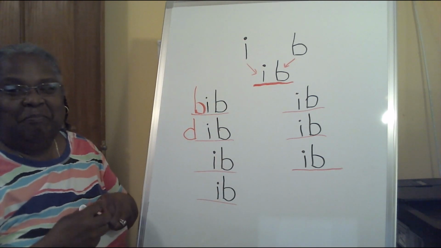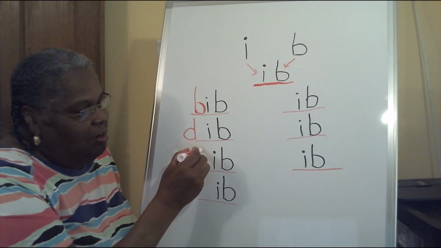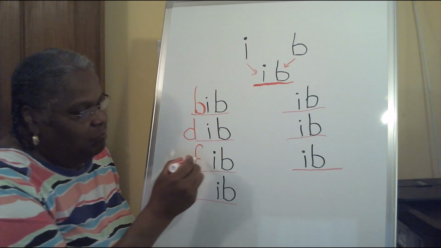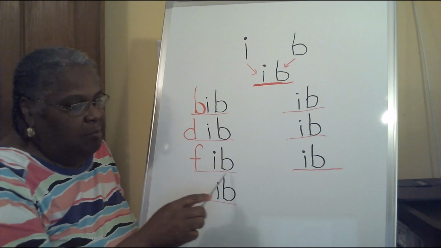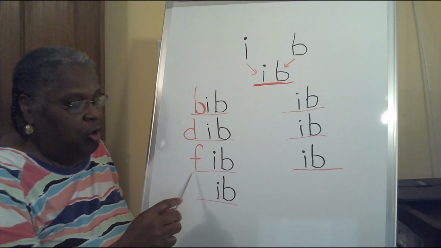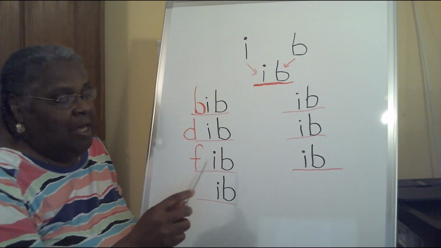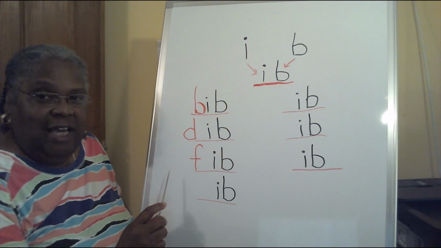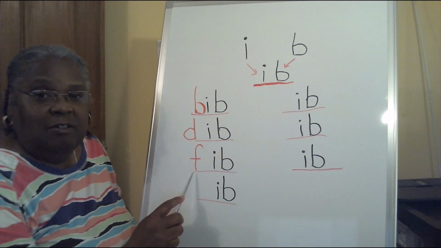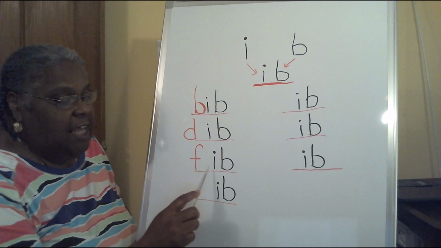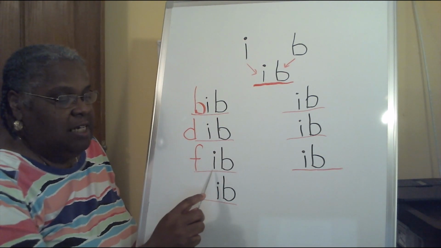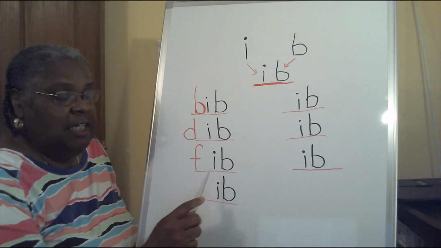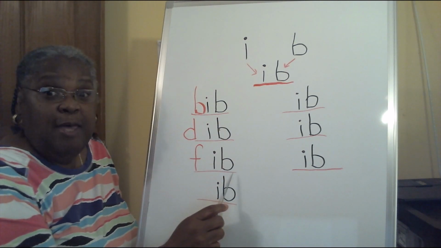When we put the letter F at the beginning of the blend IB, we form the word fib. Let us sound out the word together. Say the F sound. Say the sound of the blend, IB. Now say the F sound and the sound of the blend together smoothly, fib.